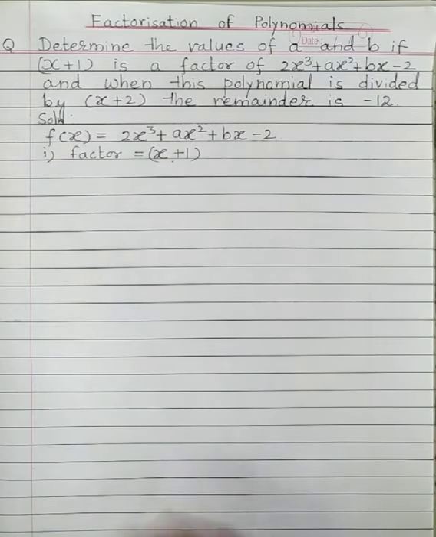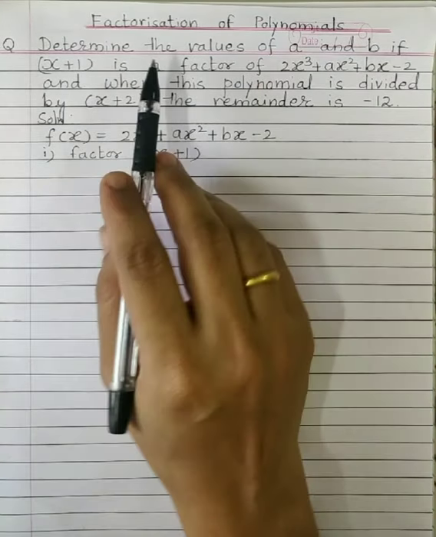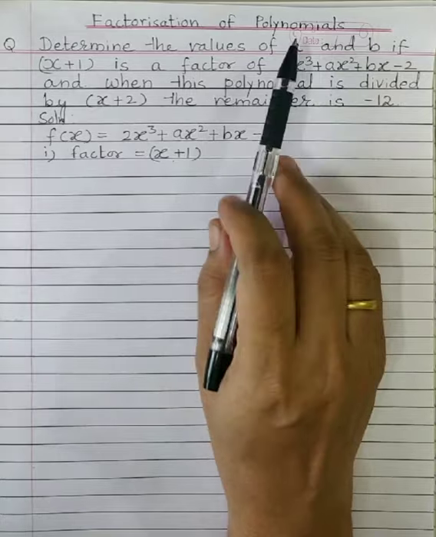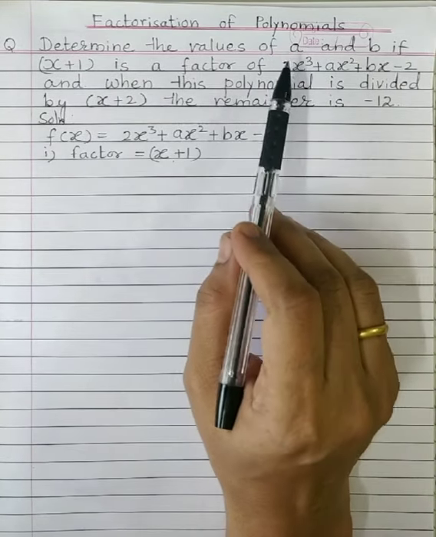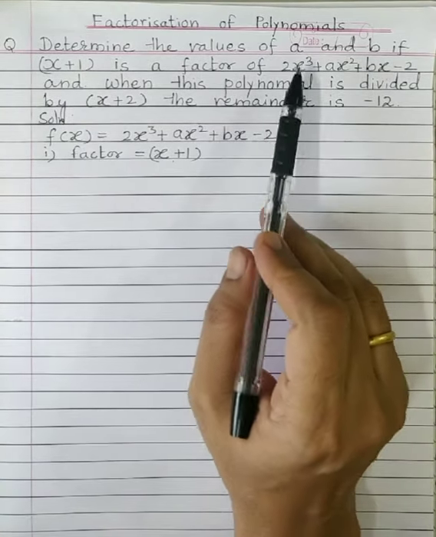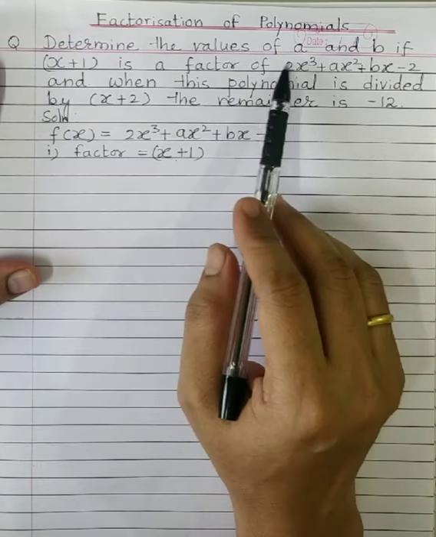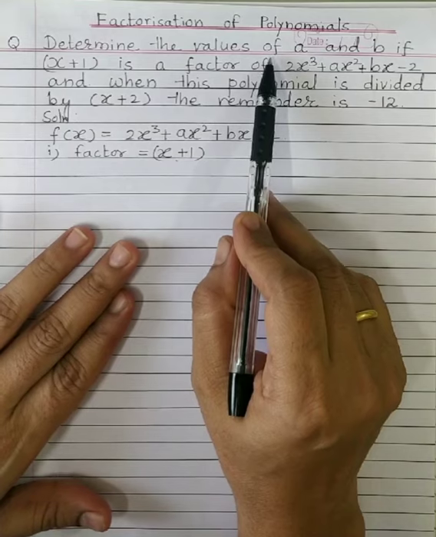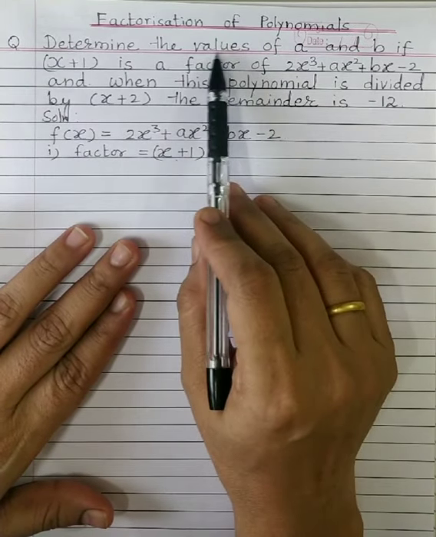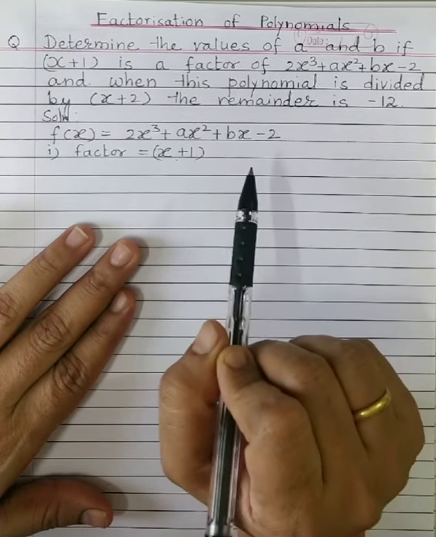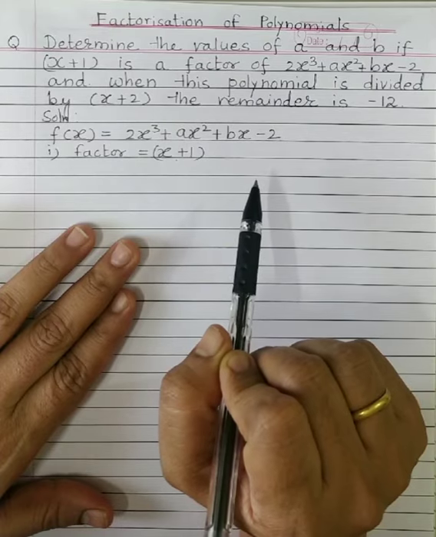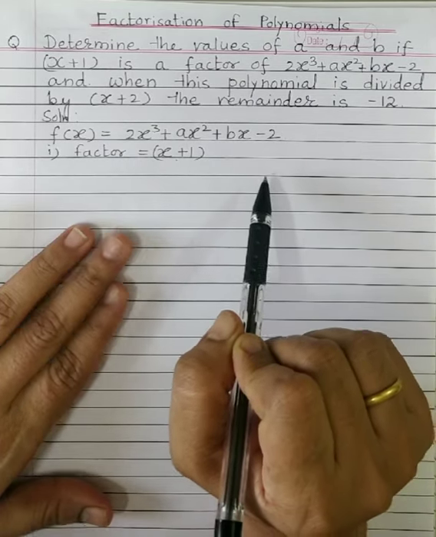Hello all, we are doing the topic factorization of polynomials. In earlier classes we have studied the remainder and the factor theorem. We are working on the applications. In today's part we shall see, using the two theorems mentioned, how to find the two missing variables. In an earlier class we studied how to find one variable if missing.